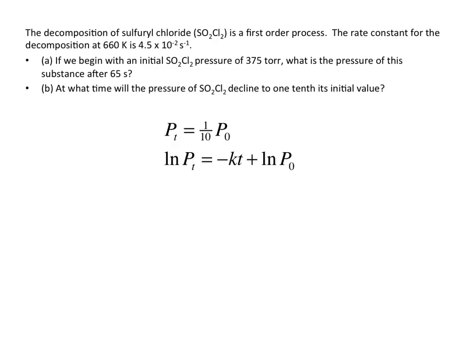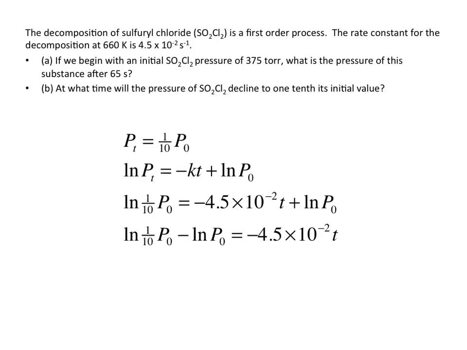The second part of this question asks, what time will the pressure of sulfuryl chloride decline to 1/10 its initial value? So let's write down what we know. We want to know the time t where pressure equals 1/10 its initial value. We know this is first order, so we're going to use our first order integrated rate law equation, and let's fill in what we know. The pressure at our time t is going to be 1/10 the initial. We know our rate constant, we're solving for t, and we have our initial pressure.